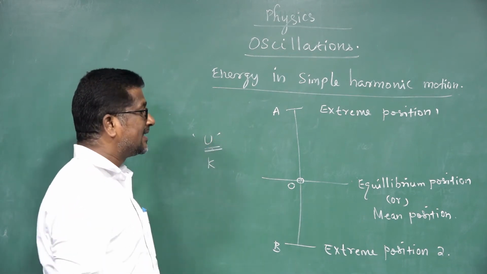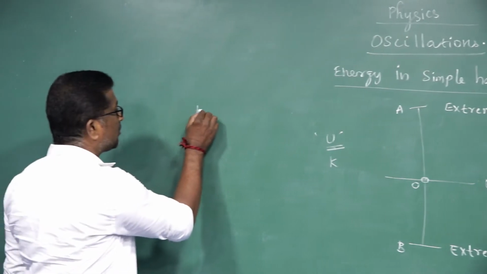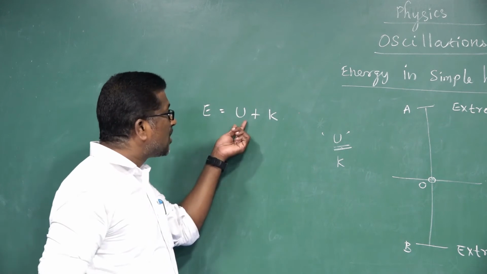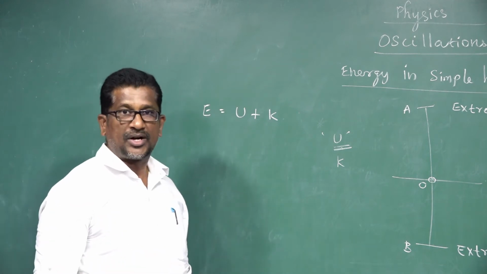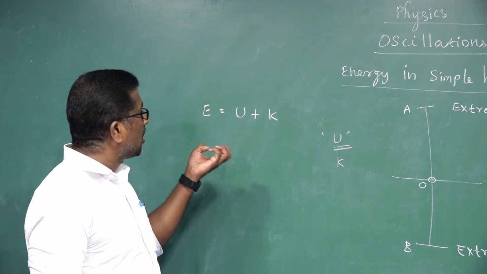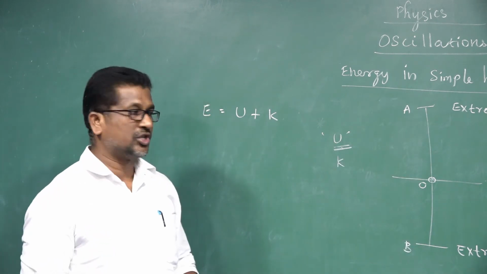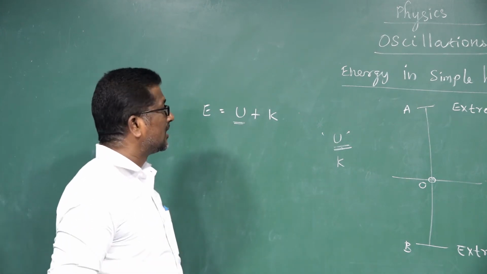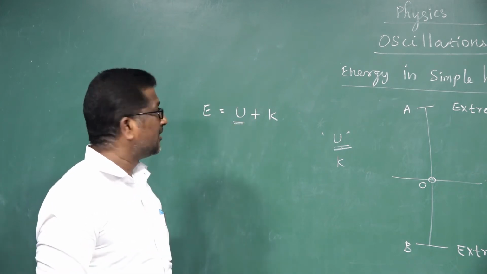Therefore, the total energy possessed by the particle executing simple harmonic motion is, suppose, E, which is equal to U plus K. That means the sum of the potential energy and kinetic energy gives the total energy of the particle. In this topic, we are going to derive the total energy possessed by the particle. First we need to find the potential energy, then the kinetic energy, and then we can calculate the total energy.